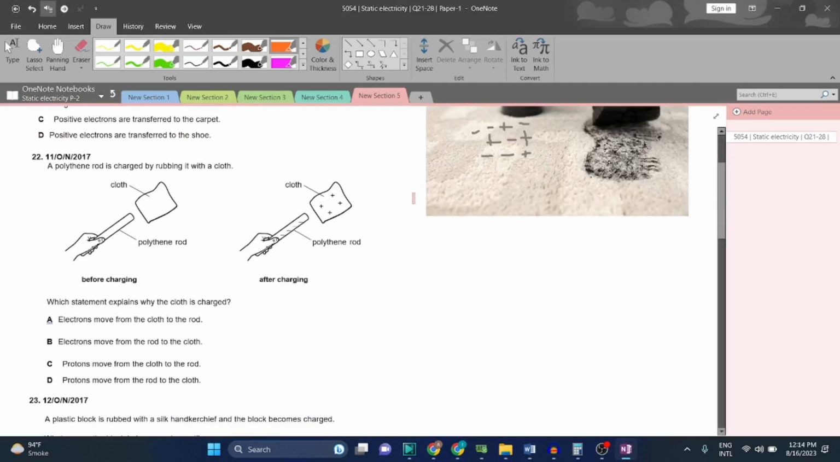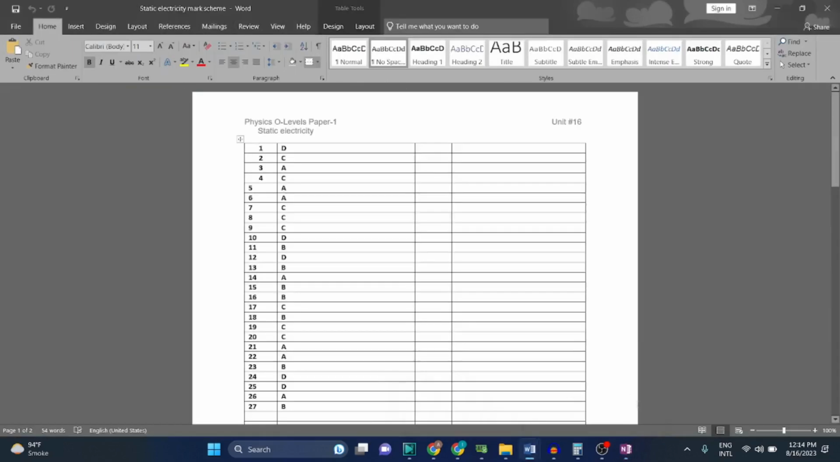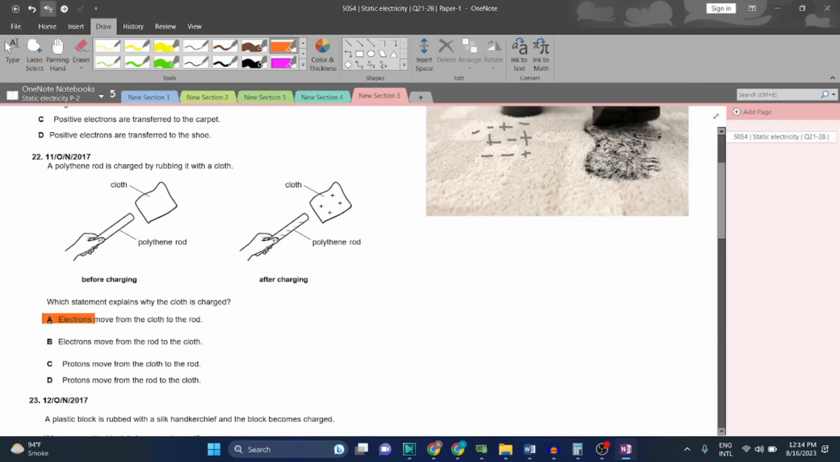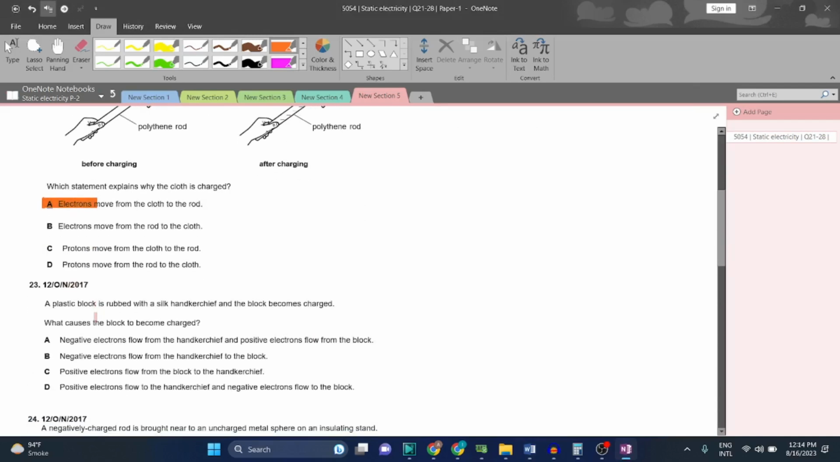Let's look ahead at 22. A polythene rod is charged by rubbing it with a cloth. It has been rubbed with a cloth, and what happened after that? The polythene rod is negatively charged while the cloth is positively charged. This is due to the cloth losing its electrons. Electrons move from the cloth to the rod. This seems like the right answer again. These are two very similar questions. Yes. Let's look ahead.